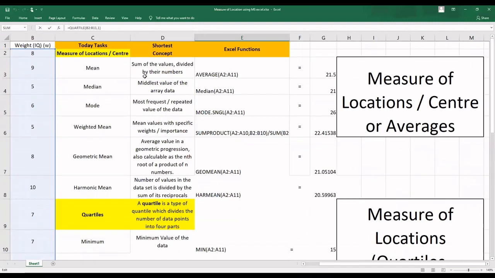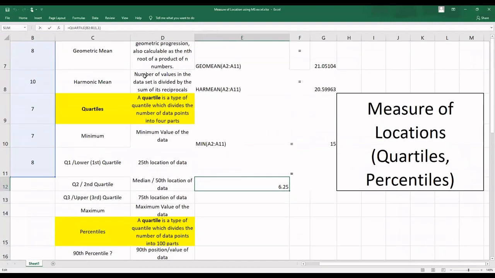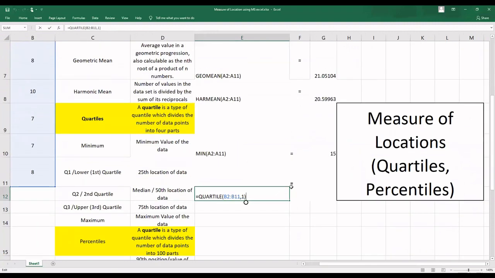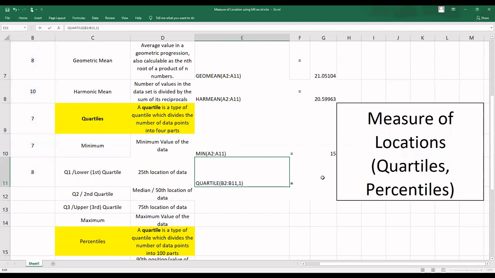We are solving by using the quartile function. No problem. We are using weight as our values, our observations, our data. So equal, and you are getting the answer. Finally, we received the answer.